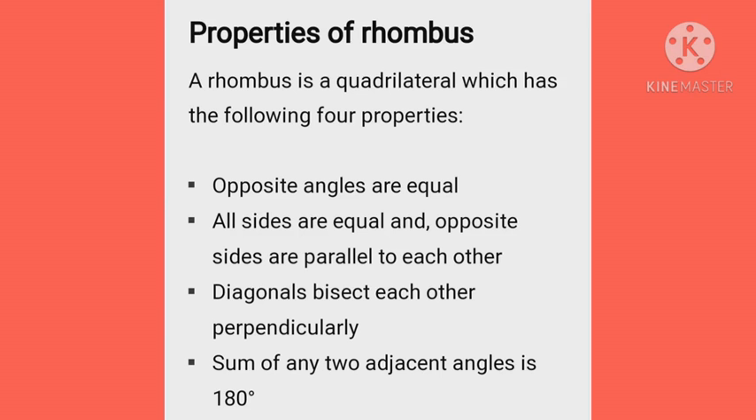These are the three important properties of rhombus. Okay, so the important properties of rhombus are: number 1, opposite angles are equal or congruent. All sides are equal and opposite sides are parallel to each other. Next, diagonals bisect each other perpendicularly. That means diagonals intersect each other at 90 degrees. Sum of any two adjacent angles is 180 degrees. These are the properties of rhombus you have to recall in mind.